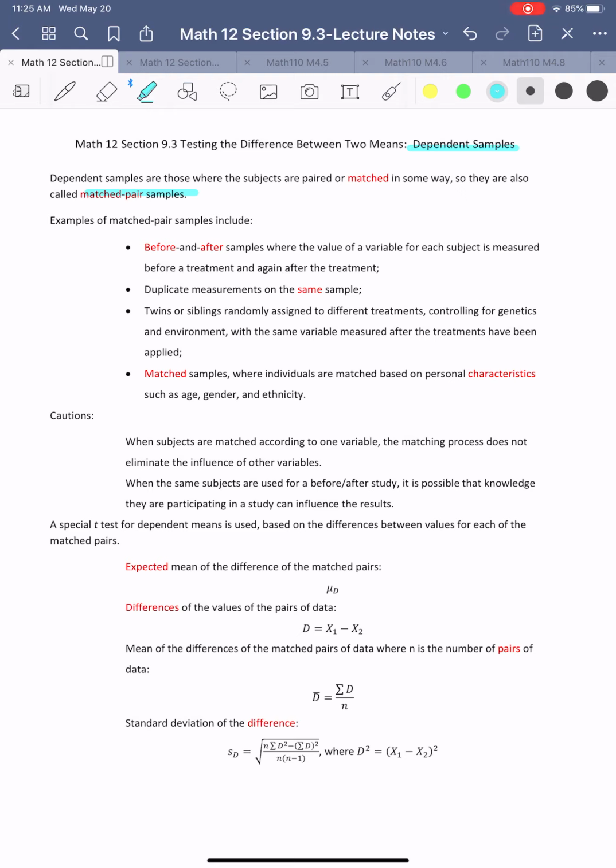A special t-test for dependent means is used, based on the differences between the values for each of the matched pairs. The expected mean of the difference of the matched pairs we call mu of d. The difference of each pair of data is d equal to x1 minus x2, and the mean of the differences is d bar, where n is the number of pairs of data. Then the standard deviation of the differences, we use these formulas.